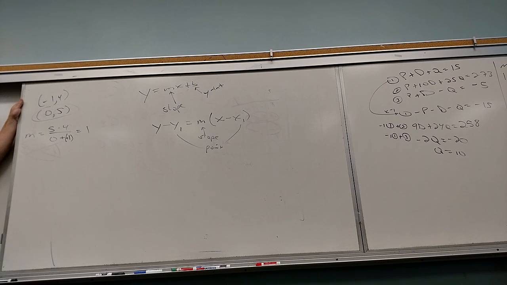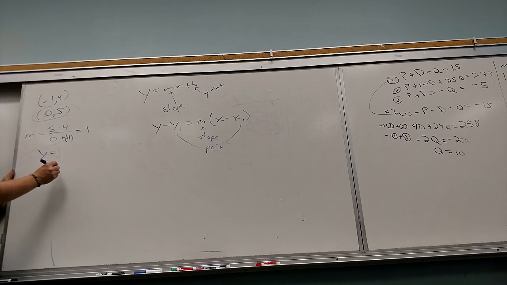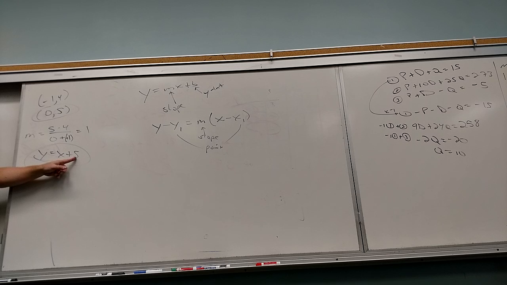I know m is 1. I know b is 5. Just got to plug this in and write it. So y equals x plus 5. Done. Slope I know is 1. The b part from the y-intercept is 5.